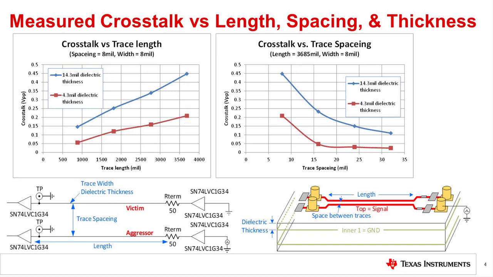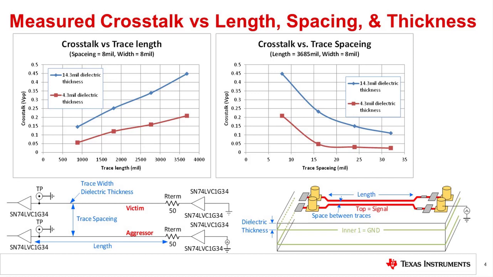The graph on the right shows how crosstalk is impacted by trace spacing. The tightest spacing used in this experiment was 8 mil spacing between the two 8 mil traces. This is the minimal trace spacing for many low-cost PCB processes. Tighter spacing can be achieved, but at higher cost. For 8 mil spacing on a 3,700 mil long trace, the crosstalk is about 0.45 volts for thick dielectric and 0.2 volts for thin dielectric.